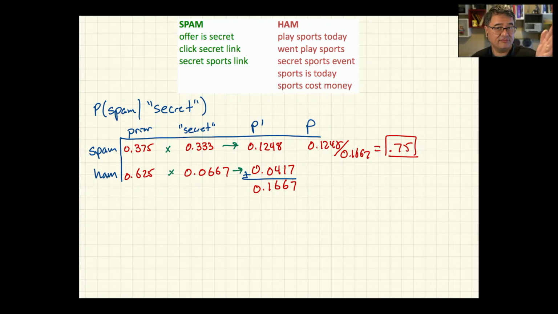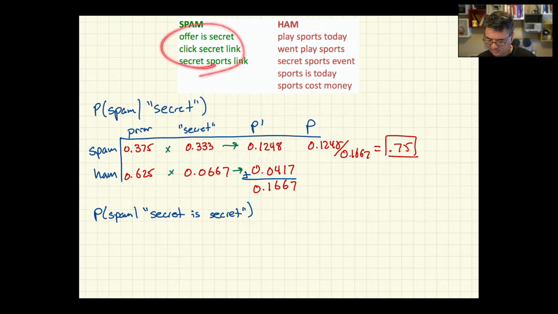But now, given our table, we can expand this out to include more complex messages, including messages that we've never seen before. So here's the message: secret is secret. It's not one of the messages we've seen on the ham side, it's not one of the messages we've seen on the spam side, but we can compute the probability that this is spam with the information that we do know.